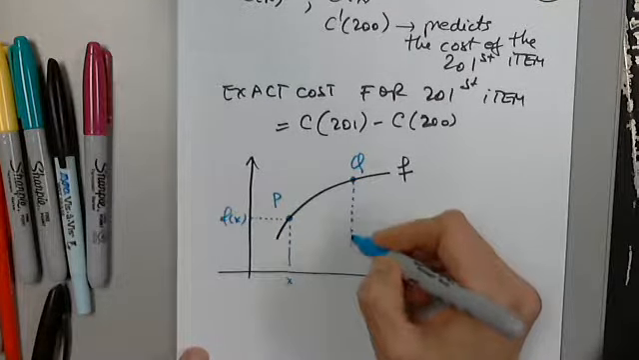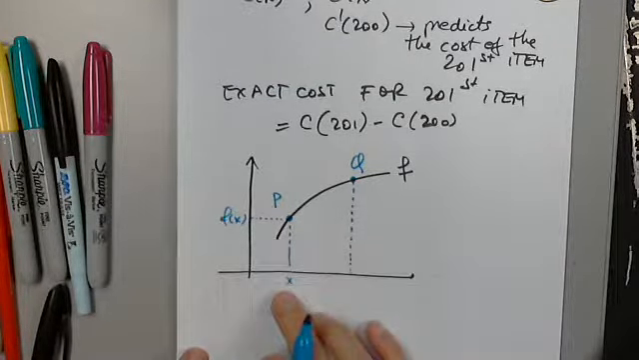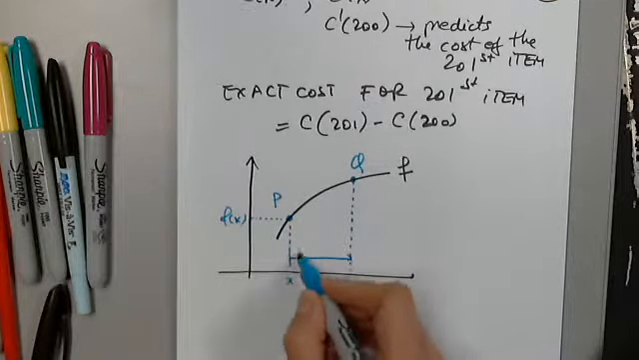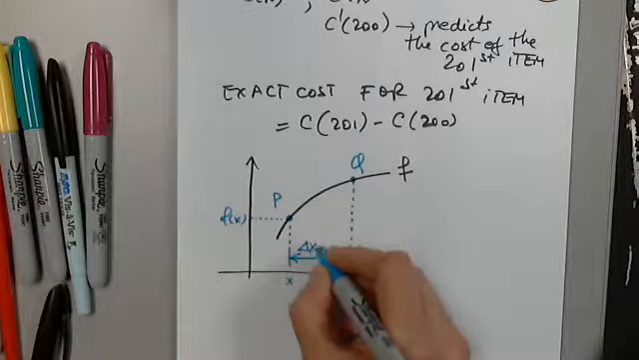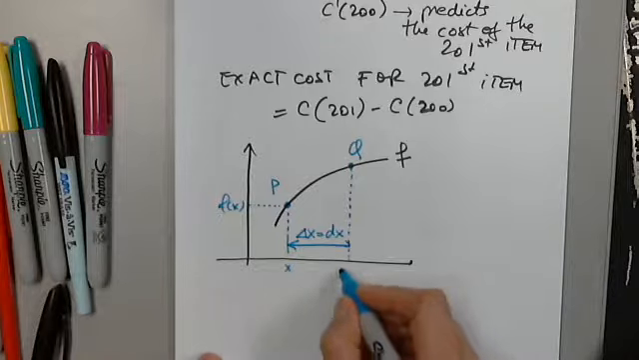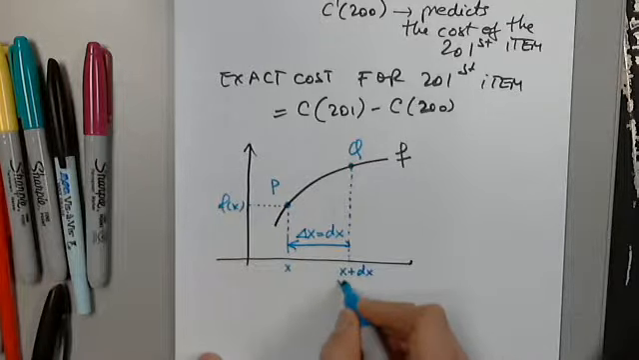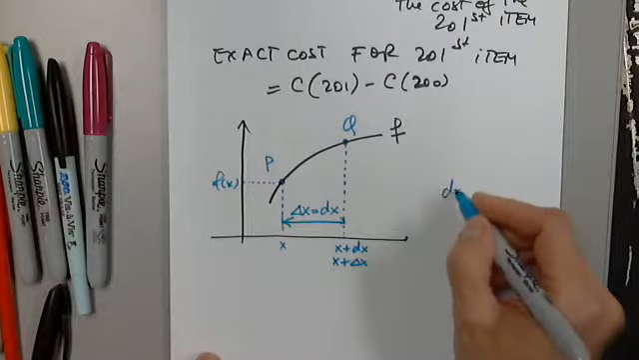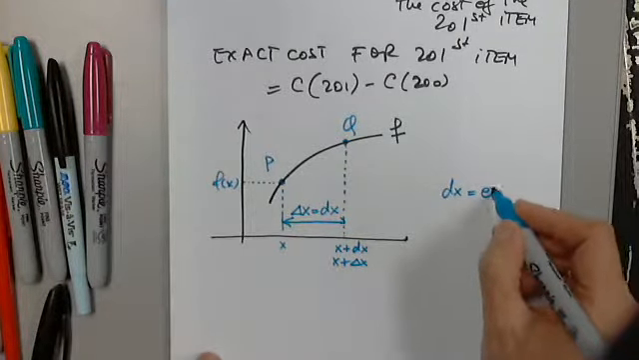How far is this x from this x? A very little bit. Tiny bit. This time we're going to change the notation. It's still that little h, it's still the same, but we need a new notation right now. Delta x or dx. So this is x plus dx or x plus delta x. They are the same.